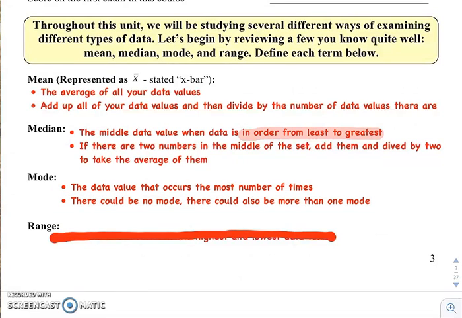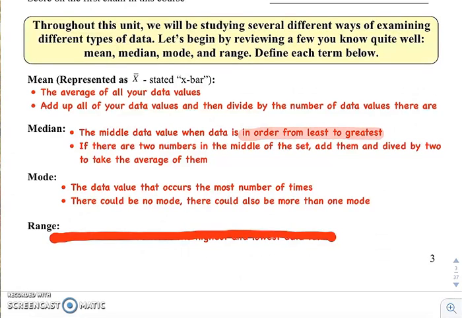The mode is the data value that occurs the most number of times. So sometimes you might have a number that occurs twice and one number that occurs 4 times. Just because it occurs more than once doesn't mean it's the mode. It's the value that occurs the most. So the number that occurs 4 times is going to be the mode.